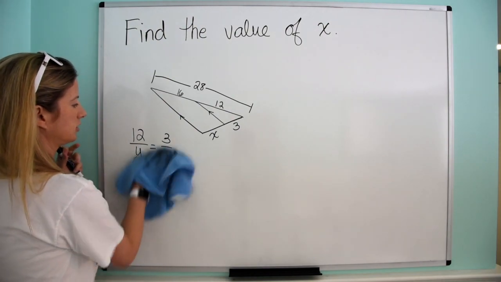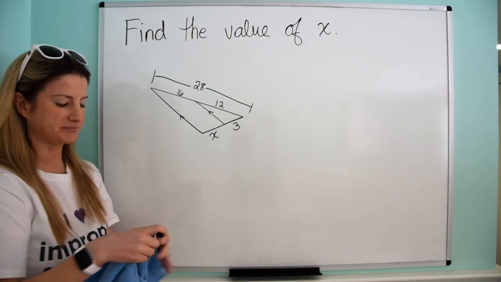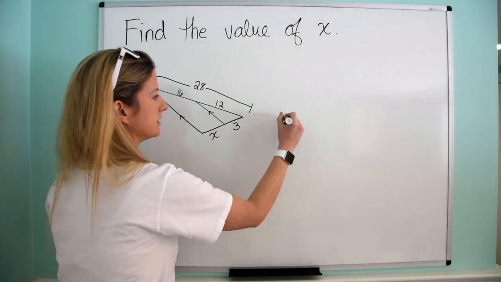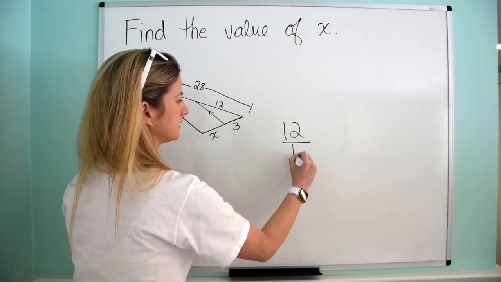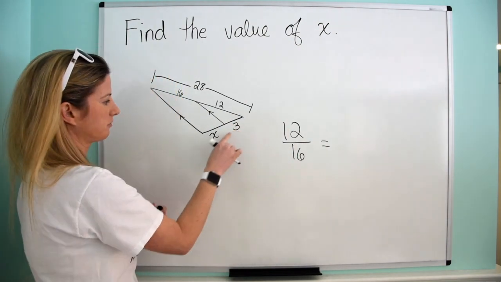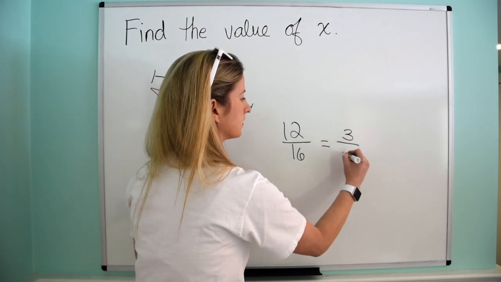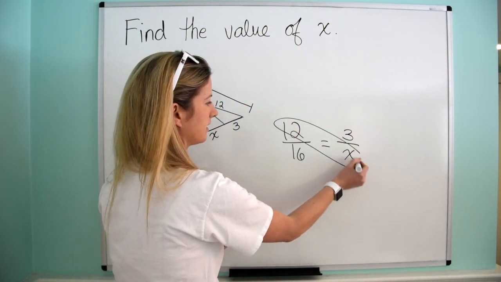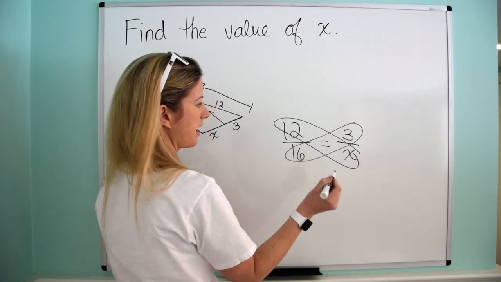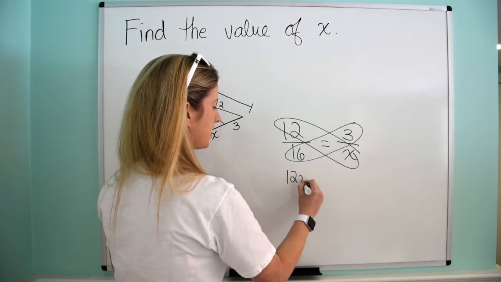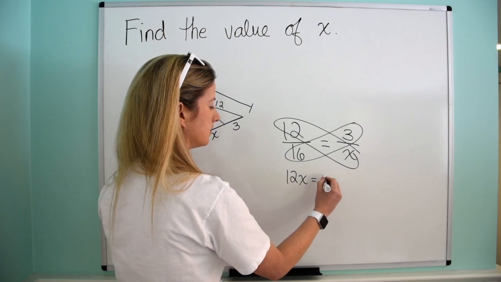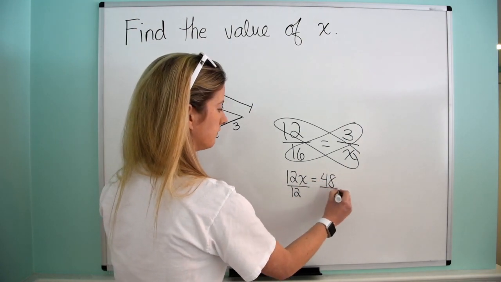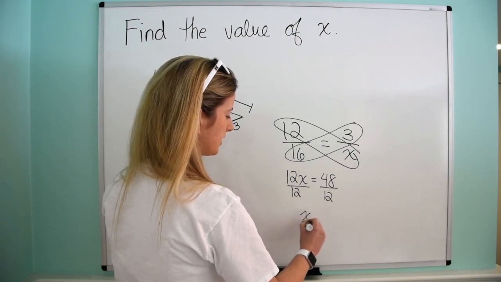I'm going to erase this just so that we have room here. What I'm going to say is that 12 is to 16 as 3 is to x. Then I'm just going to take the cross products. Again, always draw the butterfly. So 12 times x is 12x. 16 times 3 is going to be 48. And then I'm just going to divide both sides by 12. So I end up with x equals 4.